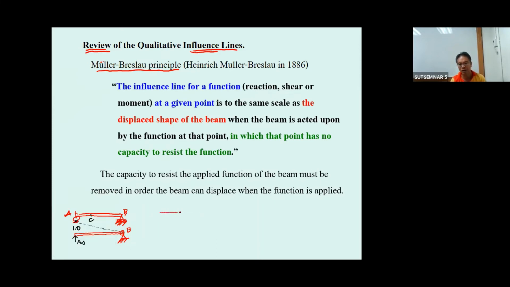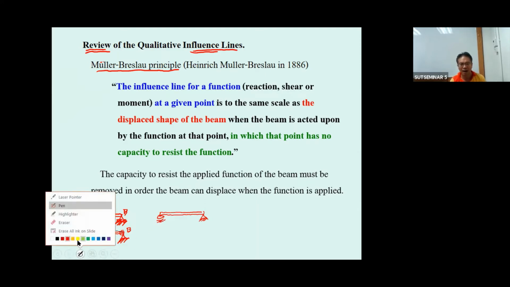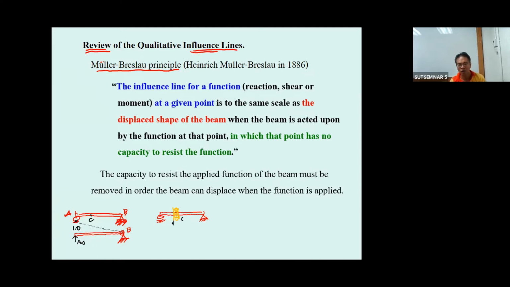You release the resistance to the V sub Y. This one is going to be pin, this one is going to be roller. By releasing that, you just put the roller guide at point C, and then you put the positive shear on the left and on the right, and then again this one is going to move like this. You get the influence line of shear diagram, and there are some requirements.